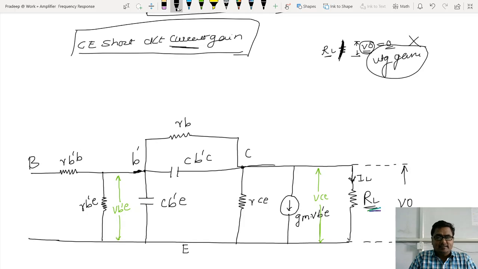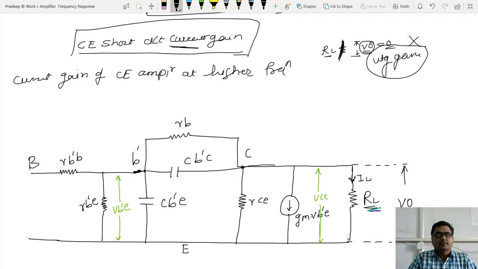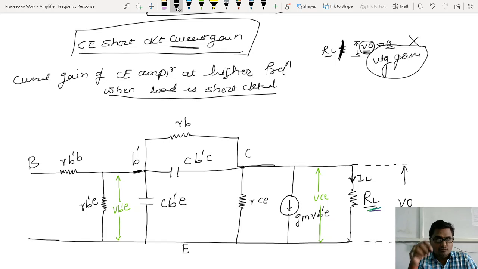So what is the meaning? The meaning is current gain of a CE amplifier at higher frequencies. Is it? When load is short circuited. Actually there is no need to write that when load is short circuited, because when you short circuit the load resistor, then only it is possible for us to calculate the current gain. Otherwise it is not possible, is it not?